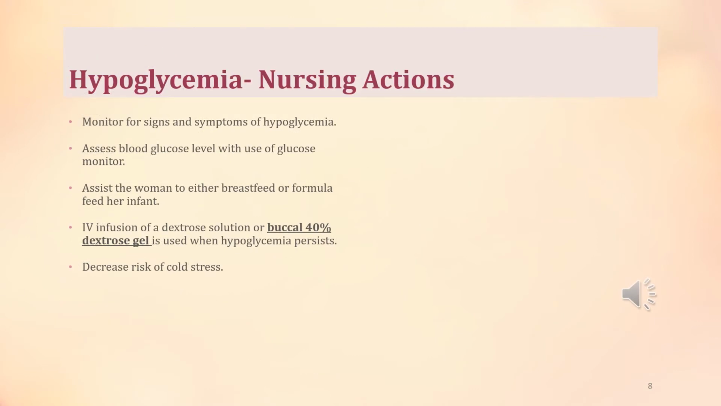Okay, what do you do as the nurse to take care of the baby? So we're obviously going to monitor for signs and symptoms of hypoglycemia. We'll assess our blood glucose levels with our monitor. If baby's low, we're going to get mom to breastfeed or formula feed the baby. If for some reason baby cannot take a PO feed, then I'm going to give either an IV of dextrose or a buccal dextrose gel that can be used for babies as well.